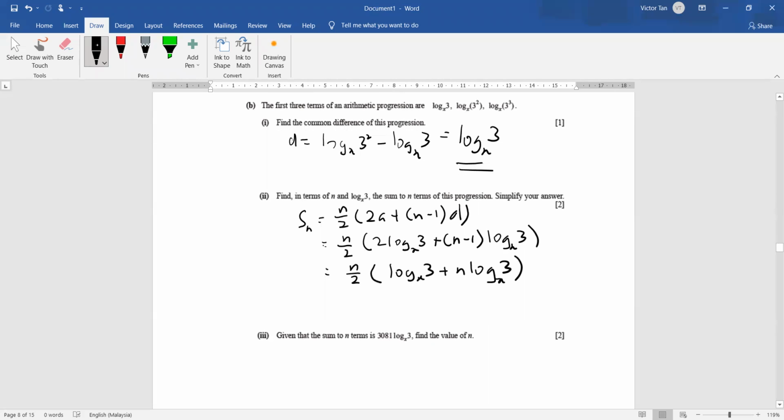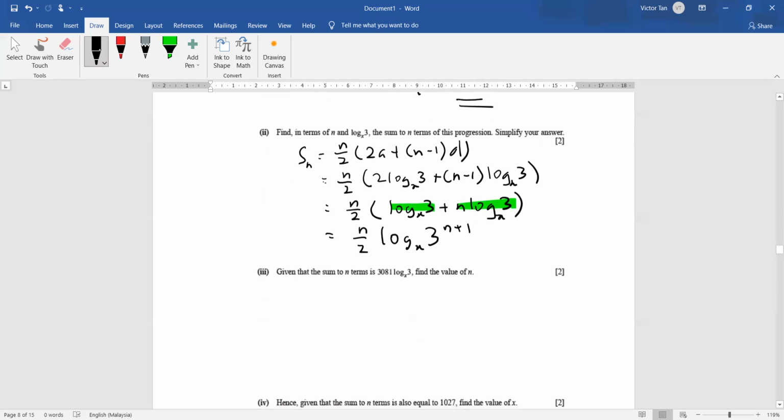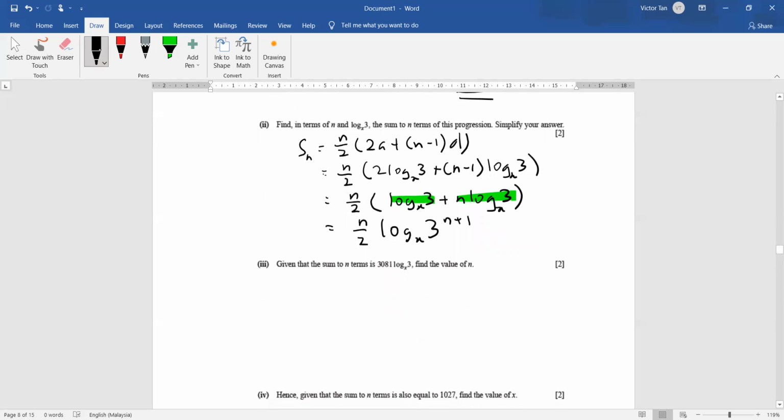So they asked to simplify. So this is n over 2, and this 2 you add, it is 3 times log x3 to the power of n. So it is log x3 of n plus 1. Okay. Given that the sum to n terms is 3081 log x to the power of 3, find the value of x.